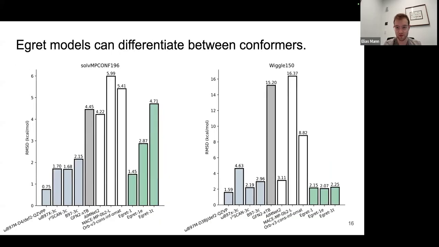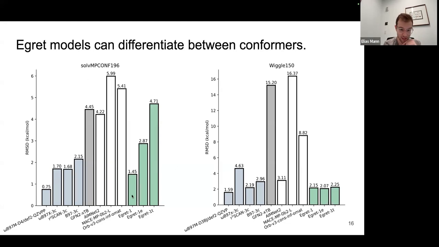Can we differentiate between conformers? So Wiggle 150 was that Pareto graph, that speed-accuracy trade-off graph that I showed you earlier. This is the same subset of things here. Solve NP conf is just another way, another conformer comparison benchmark. So it's like, can you differentiate between different conformers or shapes of the same molecule?